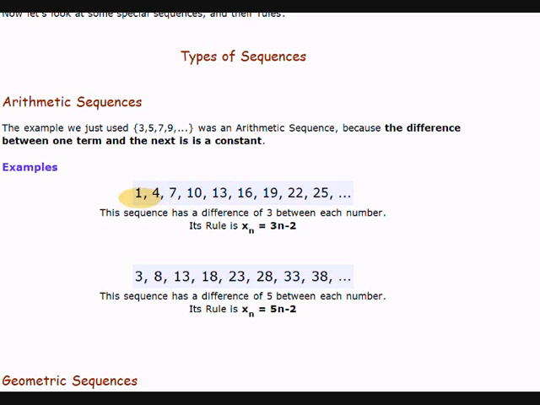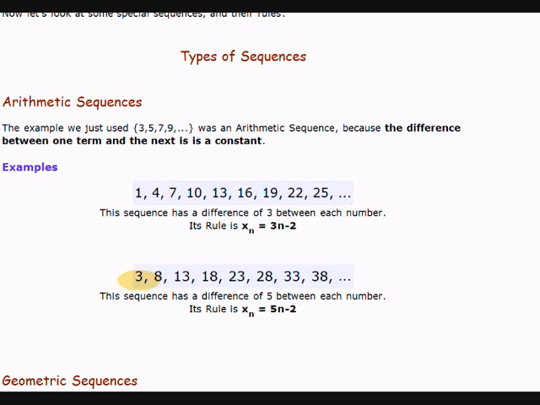Okay, it's 1, 4, 7, 10, 13. In this sequence, the difference is always 3. It's constant, right? Its rule is very simple. How to write a rule? Xn equal to 3n minus 2. Okay.